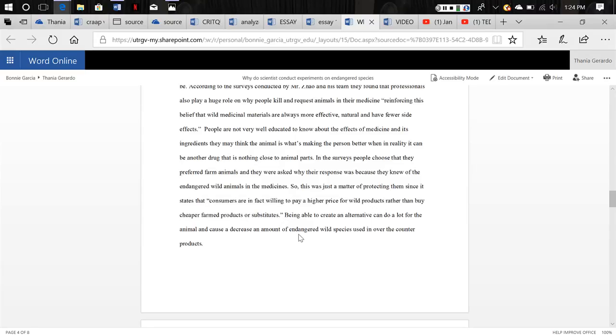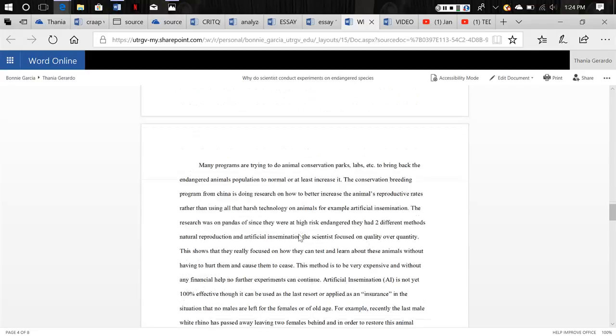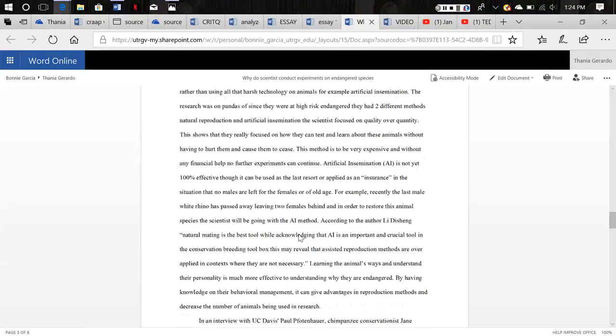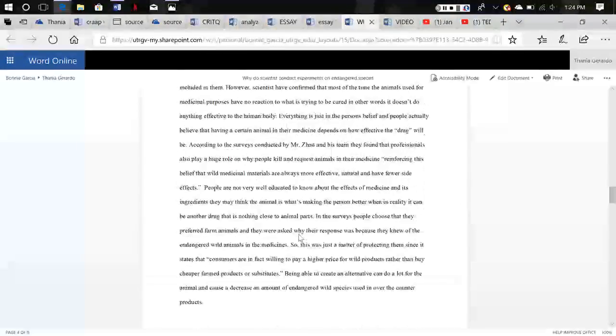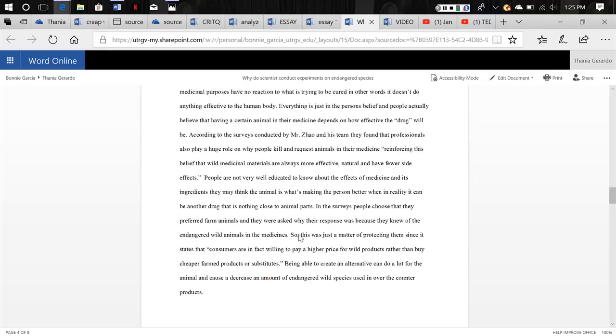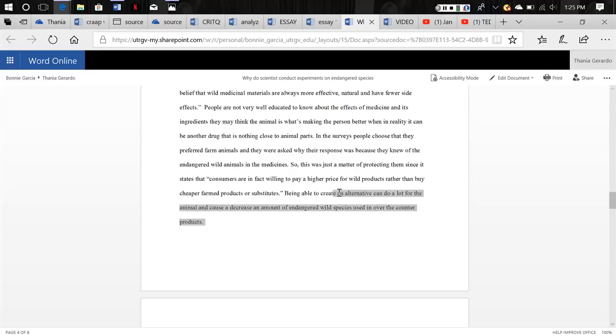Being able to create an alternative can do that for a lot of animals and cause a decrease in the amount of endangered species used in over-the-counter products. So I dumbed it down. I didn't know if people were going to understand this, but I'll get to that later. Still, I tried to put my own thought in on what I thought the quote meant, so that people could understand it. If I understood it, I feel like people would understand what I said. I wasn't just repeating, I was actually putting in facts from the article.